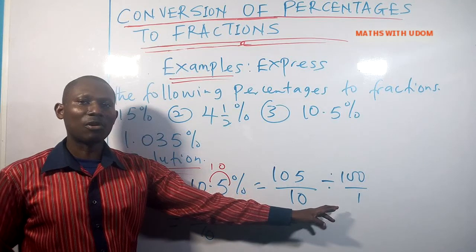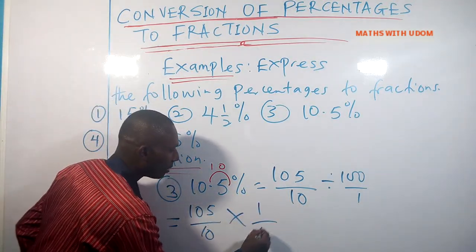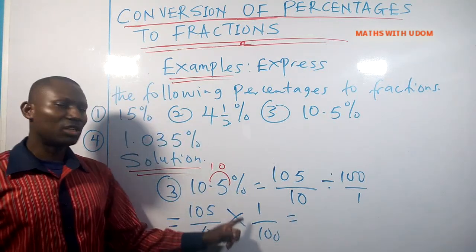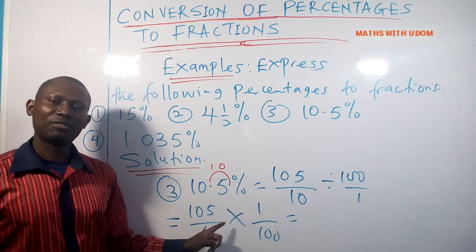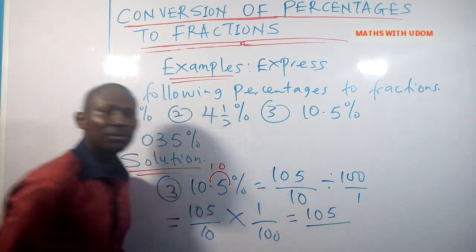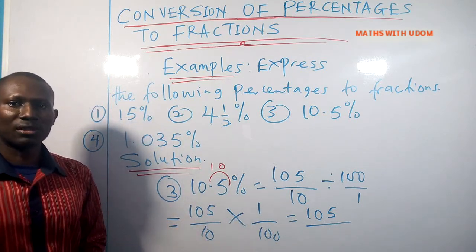What is the reciprocal of 100 over 1? 1 over 100. So we have 1 over what? 100. So the next thing is that we multiply the numerators together. So 105 times 1 will still give us 105, divided by what? 10 times 100 will give us 1000.